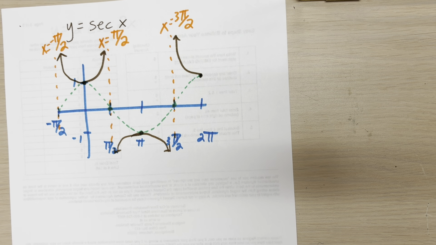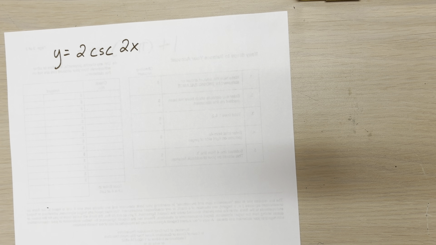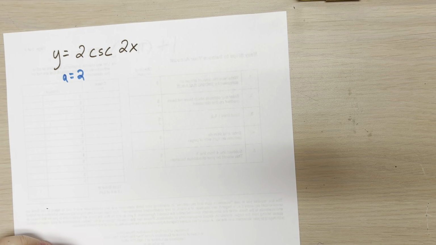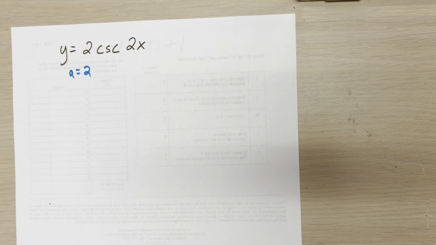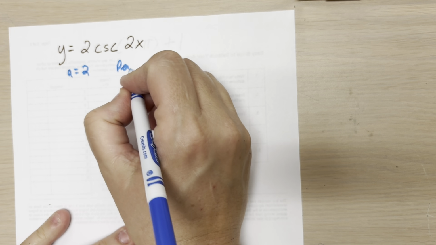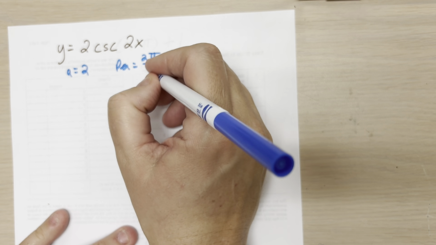Okay, let's talk about moving these things around a little. Here we have 2 cosecant of 2x. So the amplitude's going to be 2, just like sine and cosine, right? So that means instead of going up 1, we're going up 2. Remember that the period for these is also going to be 2 pi over b.